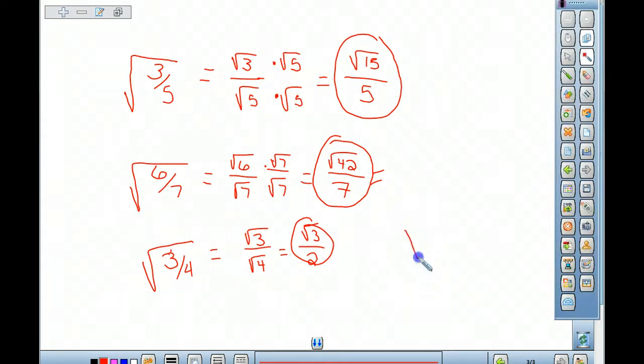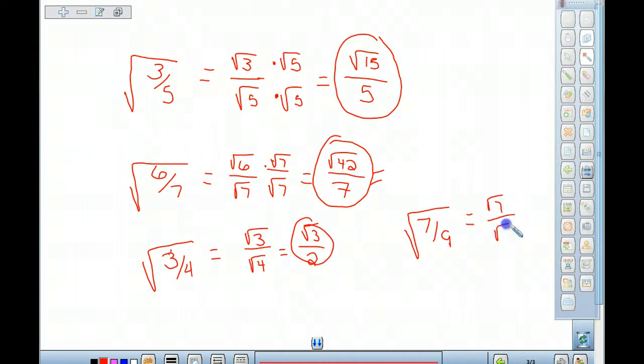Let's do one more. Square root of 7/9. Okay, so if I split this, I've got the square root of 7 over the square root of 9. And remember, we've got a perfect square right here. So we've got the square root of 7 over 3. Okay, no big deal at all.